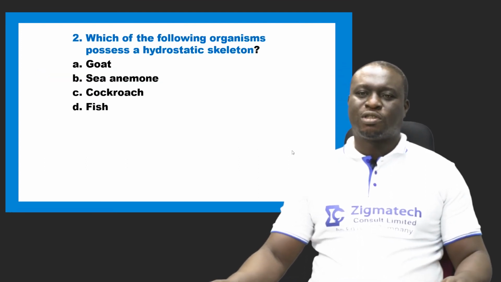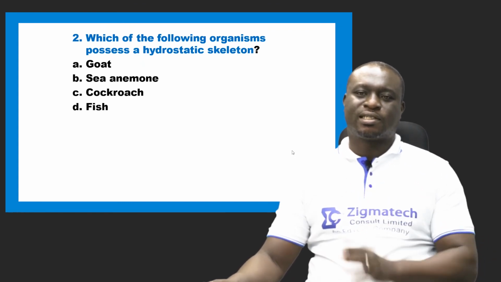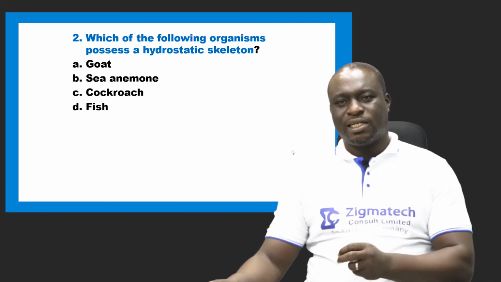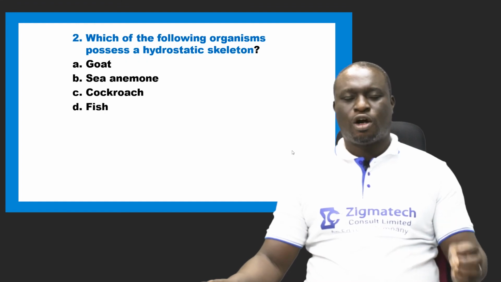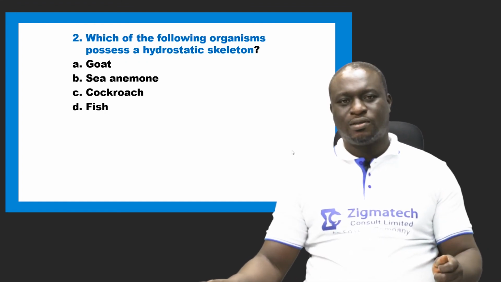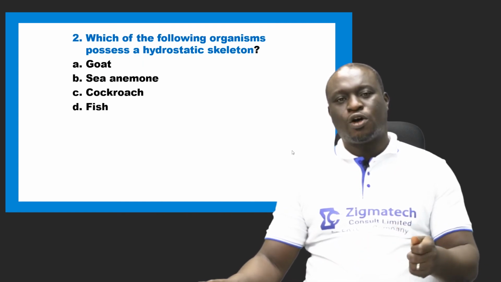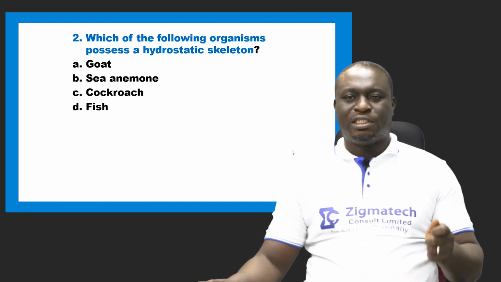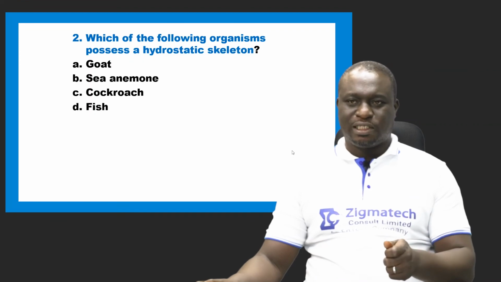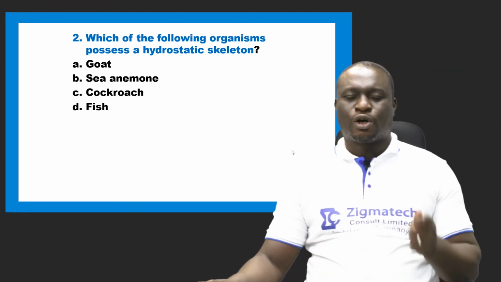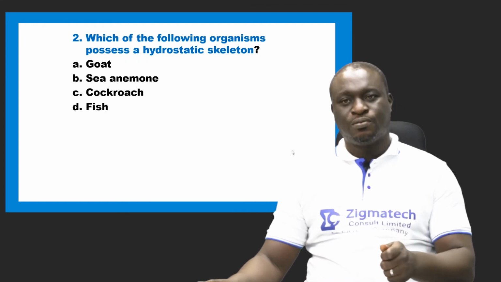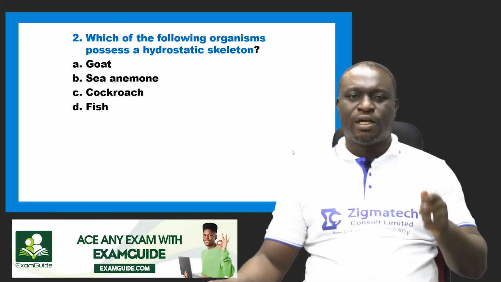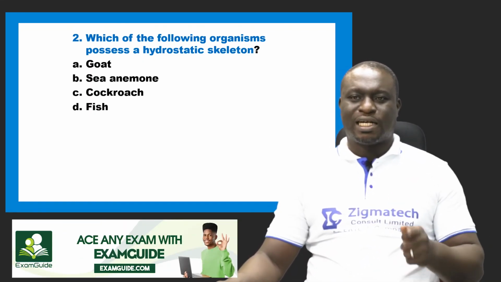Which of the following organisms possesses a hydrostatic skeleton? A, goat. No, goats possess endoskeletons. They are mammals. Option C says cockroach. Cockroach is an insect and it is an arthropod, and I told you that all arthropods possess exoskeletons. So that is also wrong. Option D says fish. Fish is a vertebrate and it possesses endoskeleton. The correct option is sea anemone. They are soft-bodied organisms, so they possess hydrostatic skeleton.